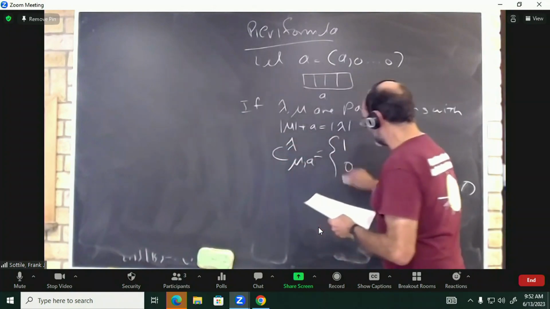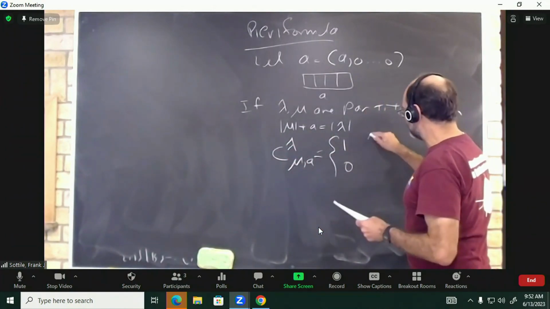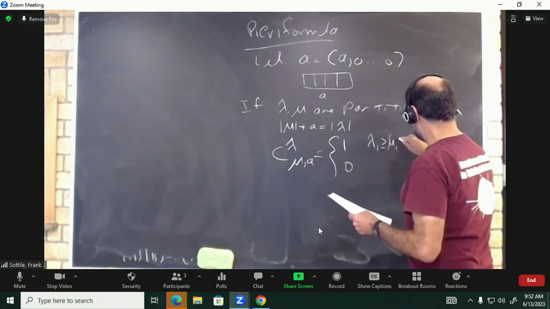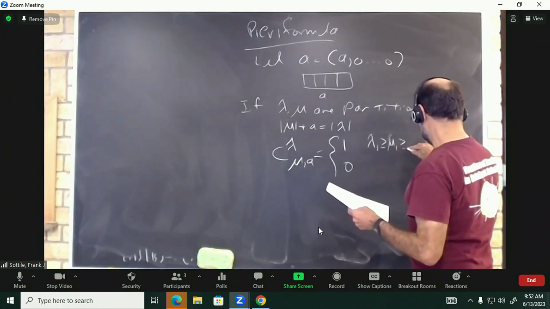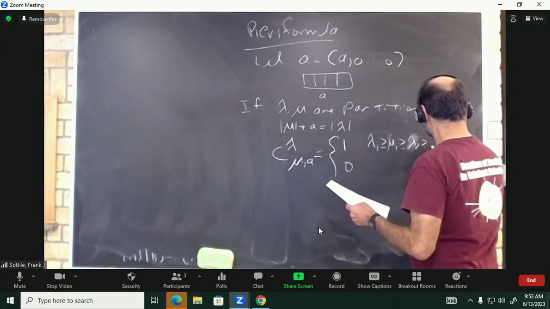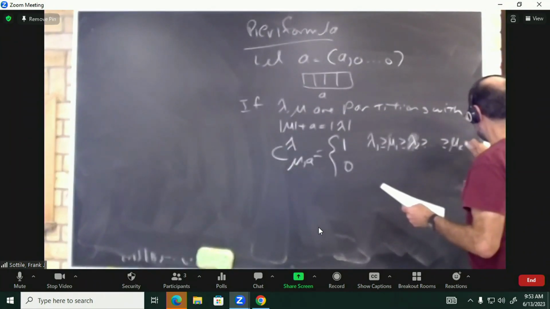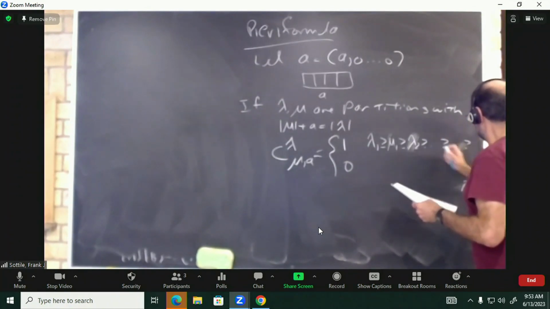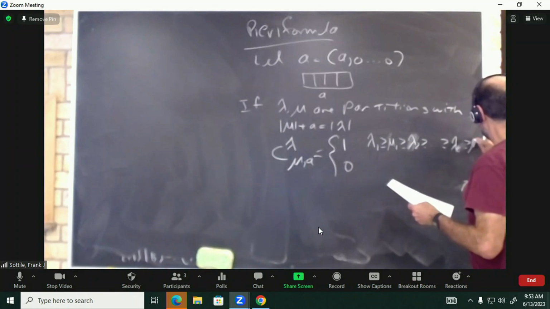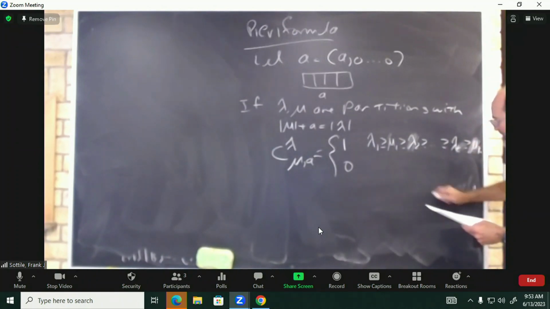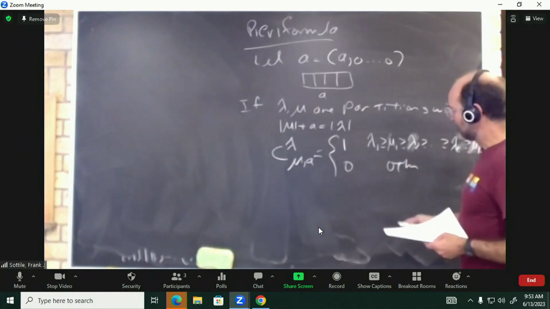It's either 1 or 0, just as before, but it's 1 if lambda_1 is at least mu_1, which is at least lambda_2, and so on, lambda_k, mu_k, and it's 0 otherwise.